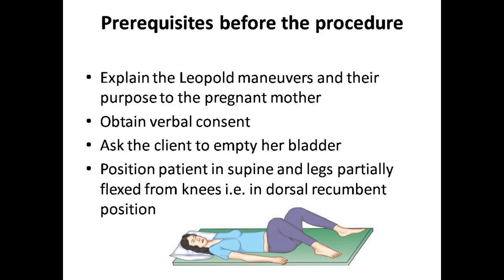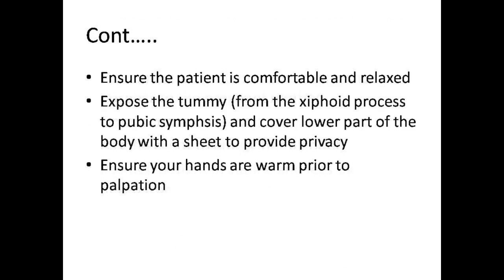So after explaining the procedure, obtaining the verbal consent and telling the mother to empty the bladder, next you are going to position the mother in dorsal recumbent position. As you can see in the picture, this position is called what? Dorsal recumbent position, where the mother is going to lie supine and the legs are partially flexed. This is going to relax the abdominal muscles, which helps the palpation process. Okay. So the next thing is to ensure the patient is comfortable and relaxed. So you're going to ensure the mother's comfort and relaxation.